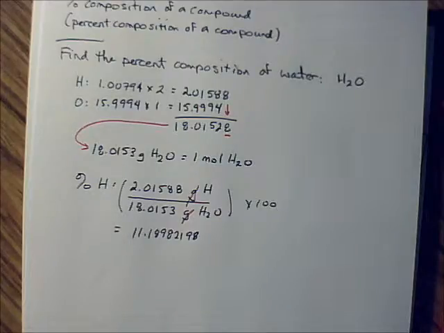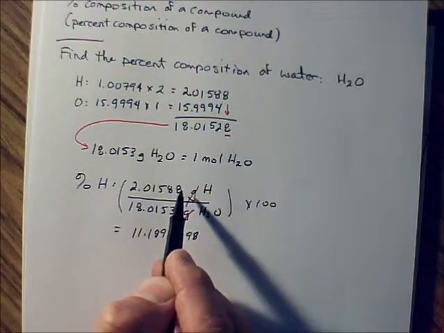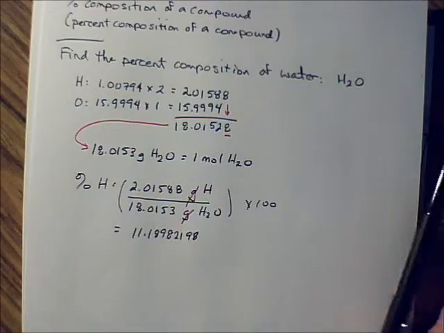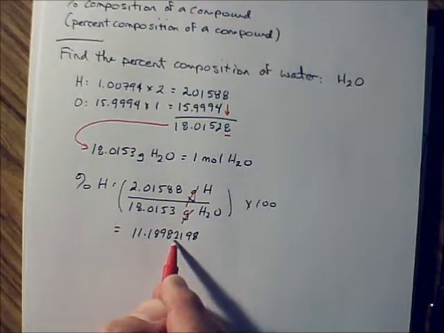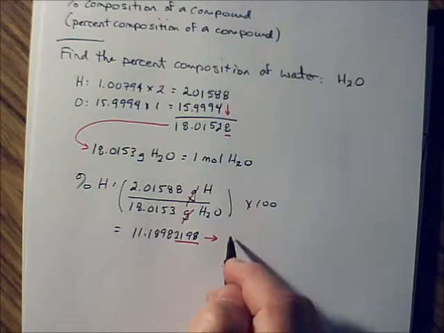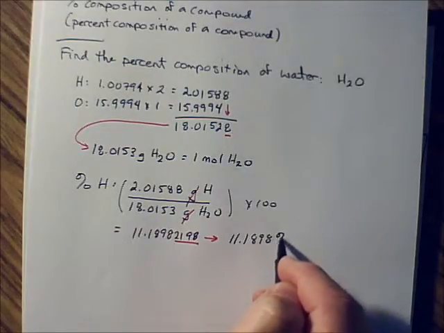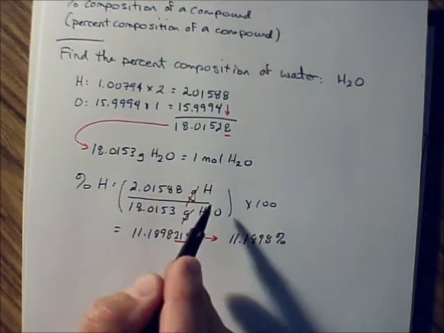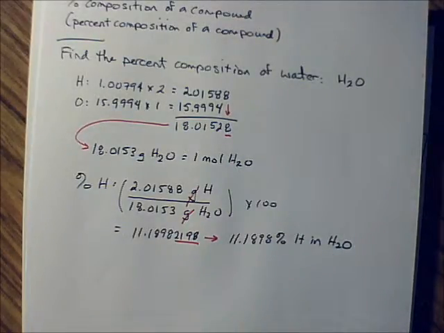Okay. We need to have the right number of significant digits. I've got 1, 2, 3, 4, 5, 6 significant digits there, and 6 there. So our answer needs to have 6 significant digits. And underline from the 2 over. Draw an arrow to show we're rounding off. And our answer is going to be 11.1898%. And this is where we're going to interpret what's here. Percent hydrogen in H2O. Does that make sense?